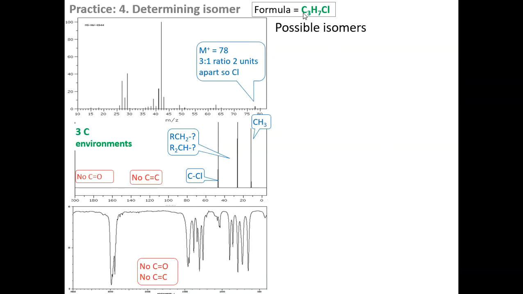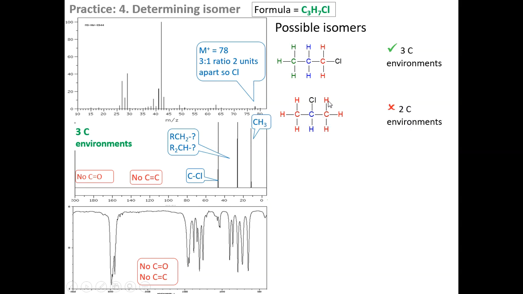Remember, we worked out it was a C3H7Cl and that it was a totally saturated molecule because there were no double bonds, and we have 3 carbon environments. So every carbon is in a different environment because we only have 3 carbons. And so we can draw this isomer, and you can see it's 3 carbon environments, or we could draw this one, but it actually only has 2 carbon environments because the ones in red have got exactly the same 4 groups on them. And so it can't be number 2, and there's actually no other isomer we can draw.